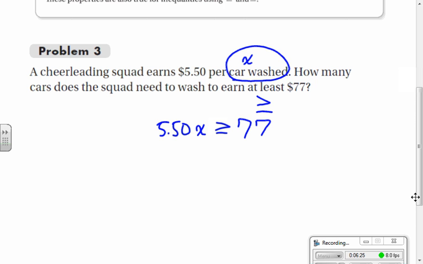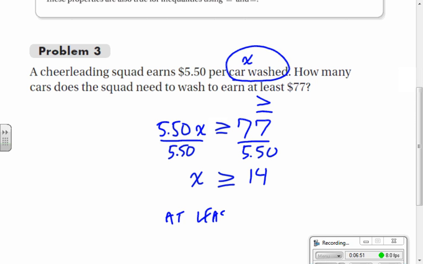And to solve that, we're going to divide both sides by 5.50. When you divide by a positive number, the sign stays the same, nothing to worry about there. So we're going to still have greater than or equal. And so X should be 77 divided by 5.50, which is 14. Interpreting that, greater than or equal means, in this case, at least. So they must wash at least 14 cars.